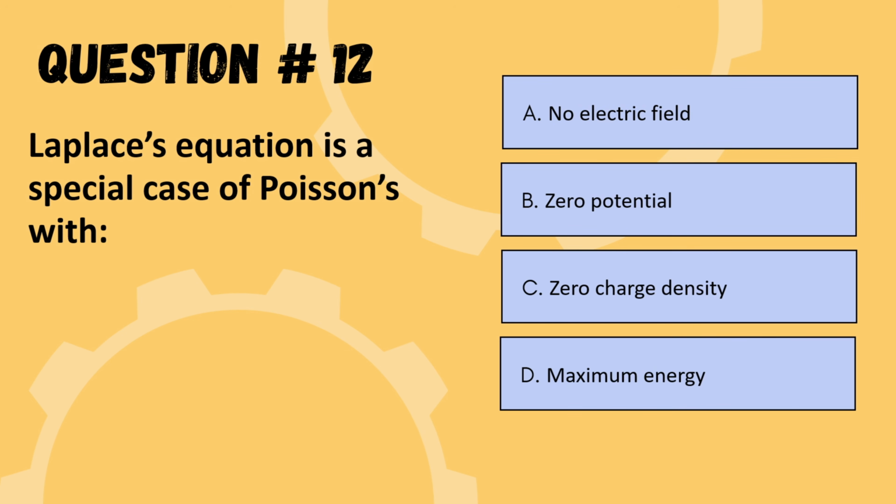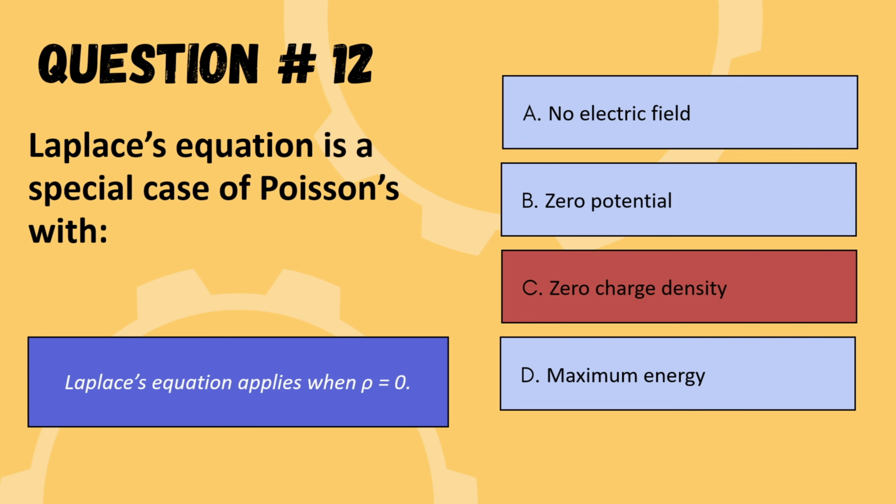Next question is, Laplace equation is a special case of Poisson's with, options are no electric field, zero potential, zero charge density or maximum energy. So the correct option is option C, zero charge density. So we are moving to the next question.